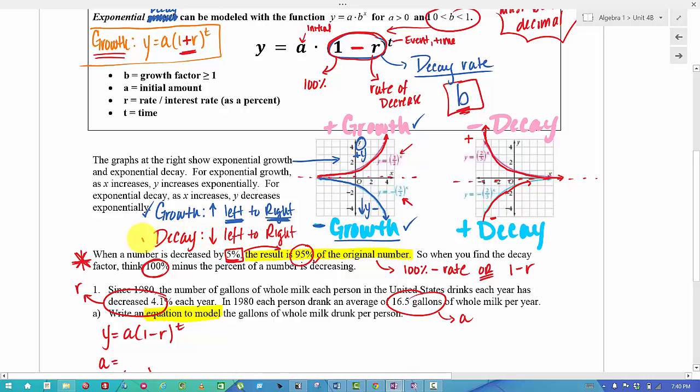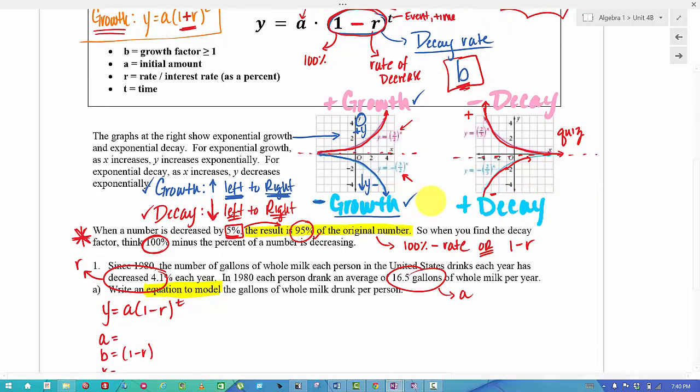So when we talk about a decay, then it starts high and it goes low. So it decreases as you go from left to right. Okay, that's a great type of quiz question there. The comparison between an exponential growth, be it negative or positive, and an exponential decay, be it negative or positive. All right, so make sure you star that.